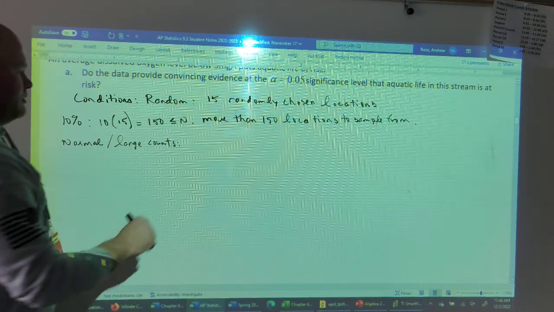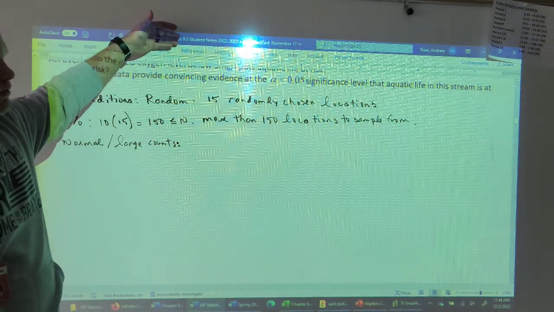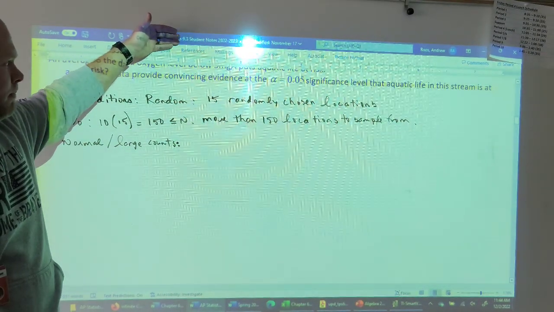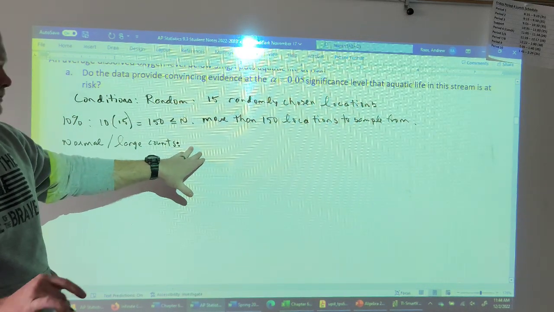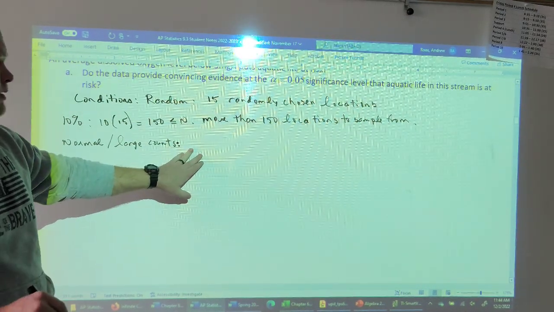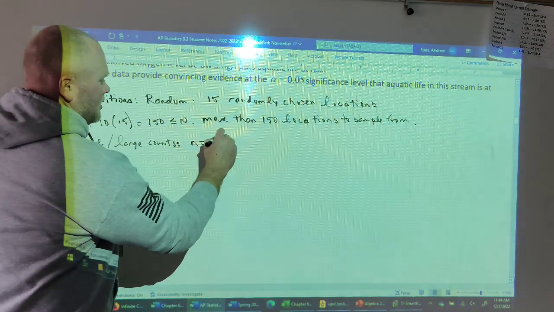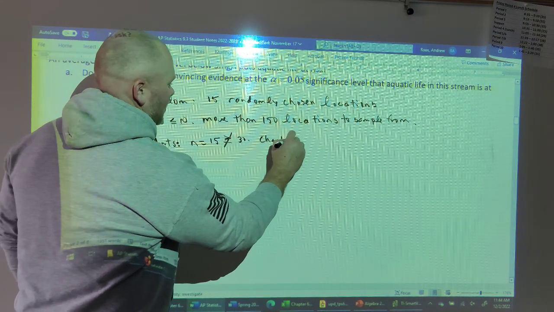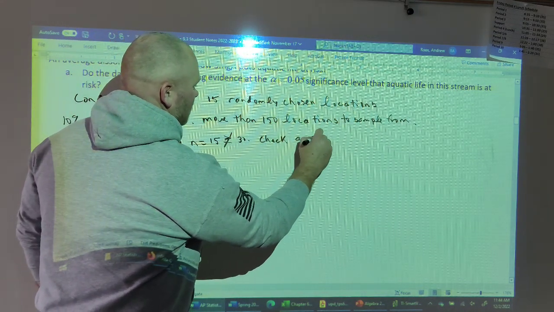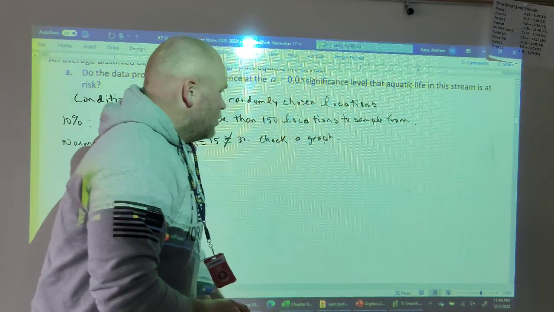Normal / large counts. This is the one where if they give you data, just go ahead and start cringing, because if they give you the data, it's not going to meet the initial check for having a big enough sample size. So we're going to end up having to graph this. But anyway, n equaled 15, which is not greater than or equal to 30. So we're going to have to check a graph.